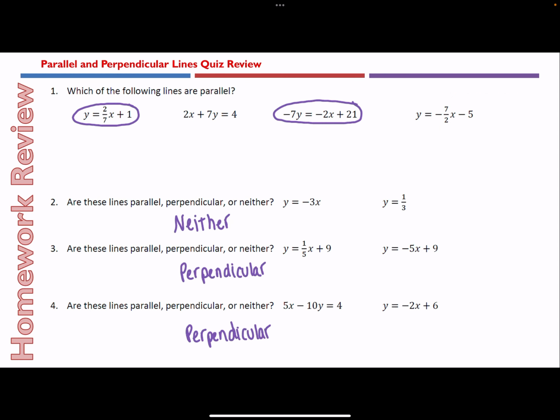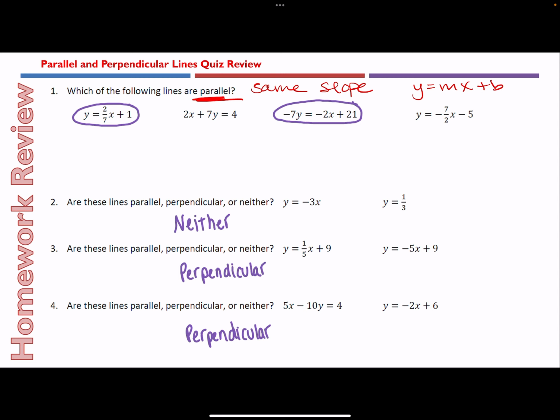Now pull out your perpendicular lines notes. On the last page of that, you had your parallel and perpendicular lines quiz review homework. This was due last class, so you're going to check these answers real quick. Which of the following lines are parallel? Again, parallel lines have to have the same slopes. So you have to solve for y first, get y by itself, and find the slopes. Put them all into y equals mx plus b, and then the ones with the same slopes are the two circled in purple.